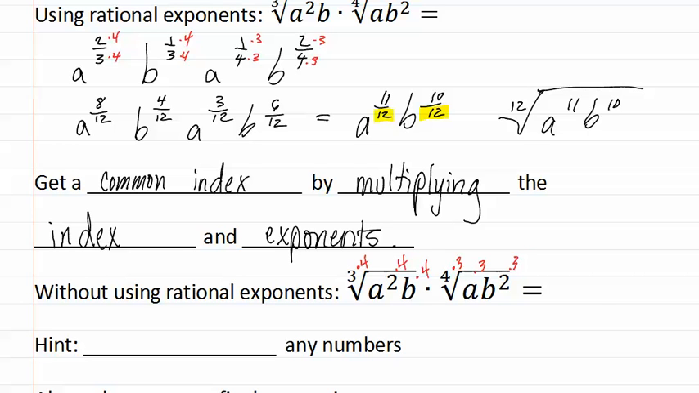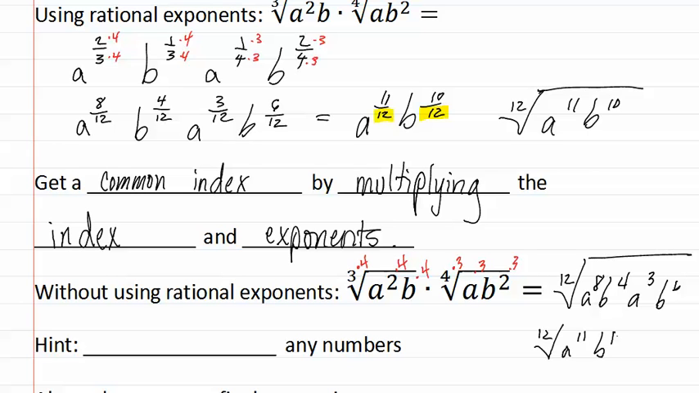This then gives us a common index of 12, which would have a to the 8th, b to the 4th, a to the 3rd, and b to the 6th. We could then combine the a's very easily, giving us a to the 11th, the b's very easily, giving us b to the 10th, and we would be finished. As you can see, this is much easier.